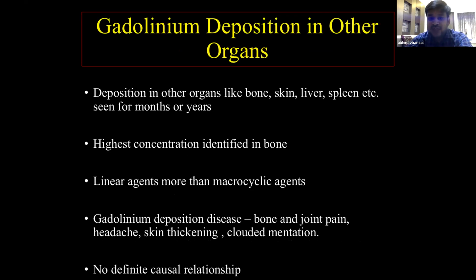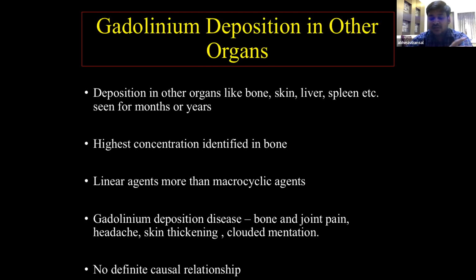Now, apart from the brain, deposition can also occur in other organs like bone, skin, and liver, and can be seen for various months to years after the contrast study. The highest concentration has been identified in the bone. As we have already talked about, the linear agents, being less stable in structure compared to the macrocyclic ones, are deposited more than the macrocyclic agents. And so the deposition has been given a term, gadolinium deposition disease.